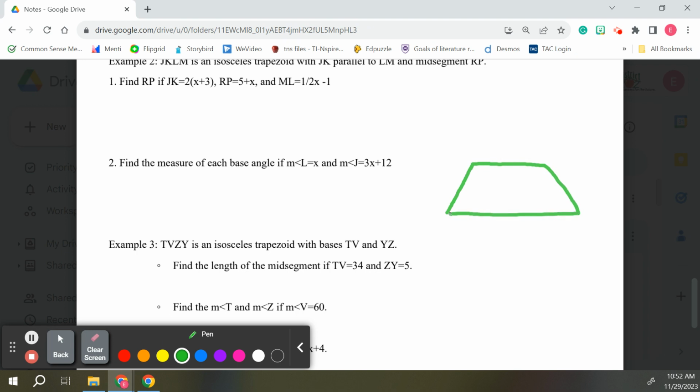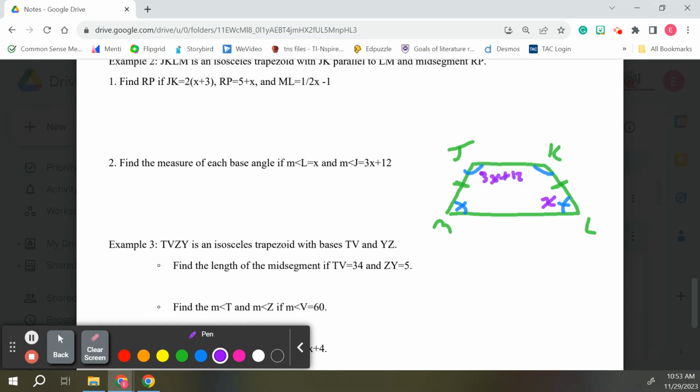Just so I have it, I'm going to draw it the same way I did before. JK, LM, those bases are still the same. This is isosceles. We're not worried about the midsegment because we're just talking about angles. So this is congruent with this. And since it's isosceles, we know this is going to be congruent with this. This will be congruent with this. And they're telling us that L is equal to x and J is 3x plus 12.